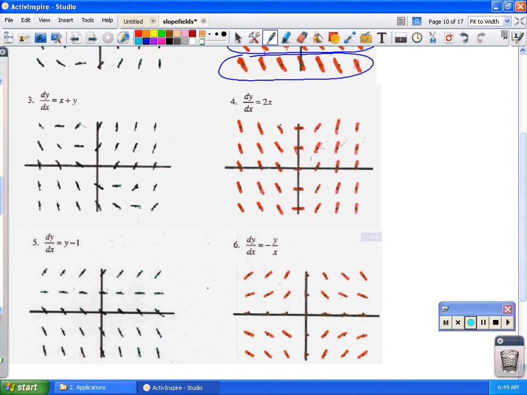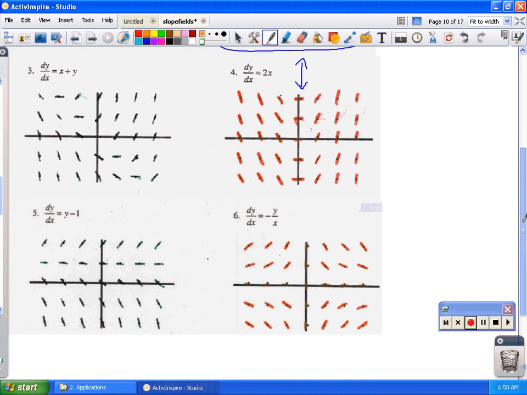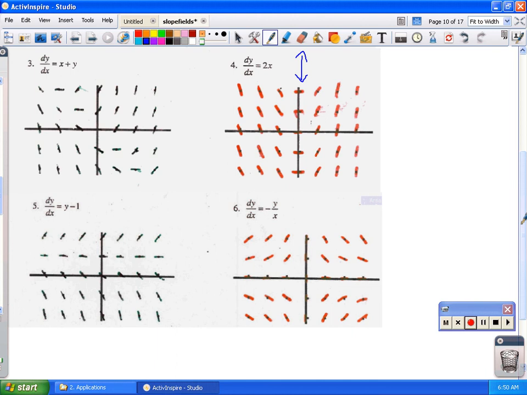All right, in problem number 3, the slopes were dependent upon x and y, and so you can see the slope field that was created, and you had to kind of go point by point unless you discovered some patterns. Number 4, again, we depend only on x, so we will notice that the slopes along vertical lines will be parallel to each other. In number 5, the slopes depend only on y, so we're going to notice horizontal lines that have parallel tangent segments.